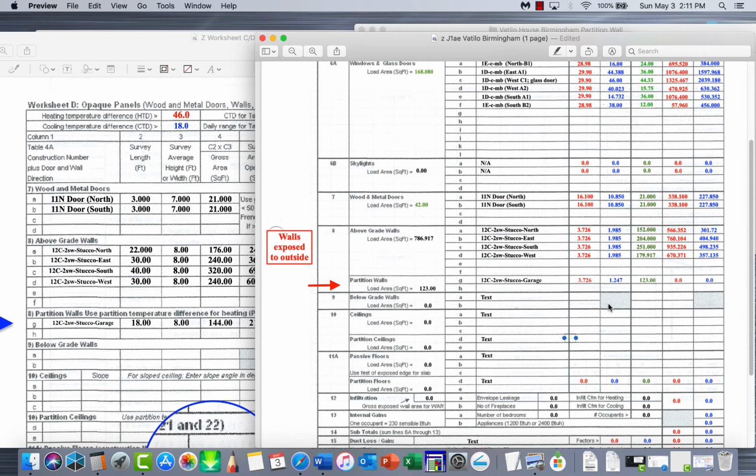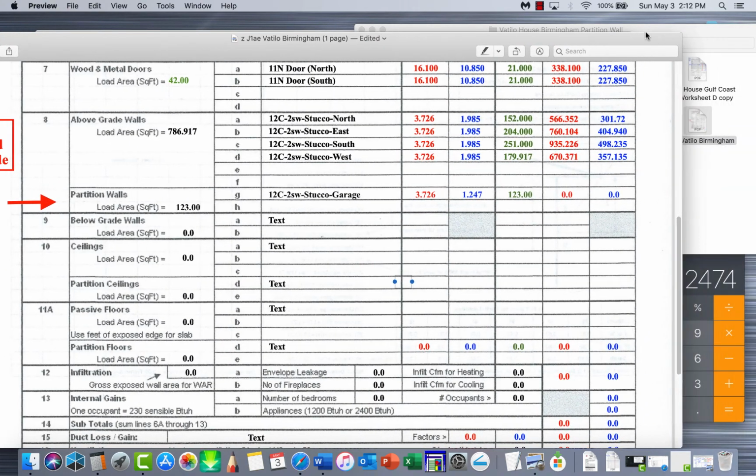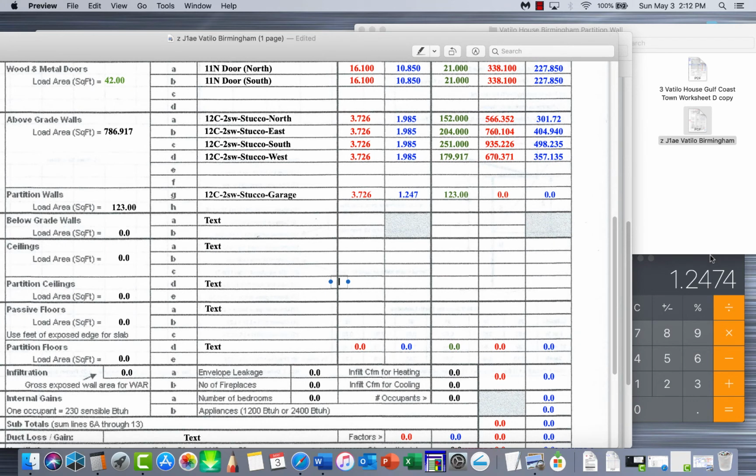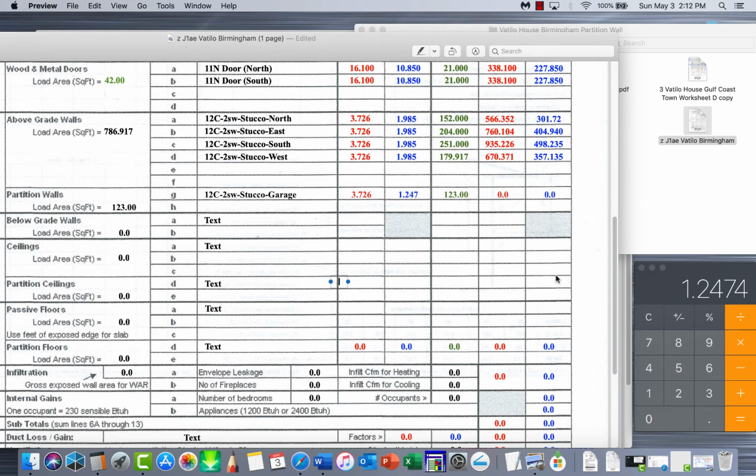Okay. So now we're ready to start doing our final calculation. I'm going to make this bigger where everybody can see it. We're going to slide it over a little bit so we can see our calculator. There we go. Alright, so now all we got to do is multiply this times our total square footage to give our heating BTUs. So 3.726 times 123. We get 458.298.